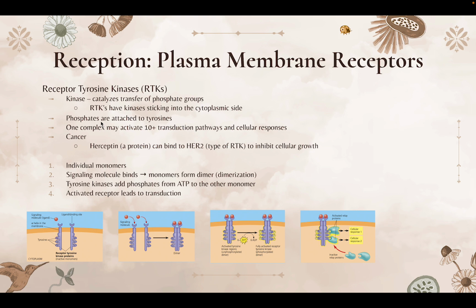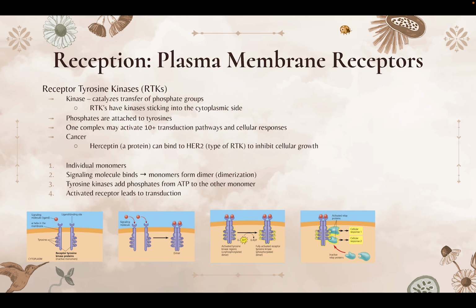And this is the thing that sets receptor tyrosine kinases apart from GPCRs the most. That's that one complex, which is two of these receptor tyrosine kinases, can activate 10 plus transduction pathways and cellular responses. So this is really useful because it means that one set can be really versatile, right? Whereas the GPCRs, just one type of receptor that leads to one type of pathway, and that's pretty much it.